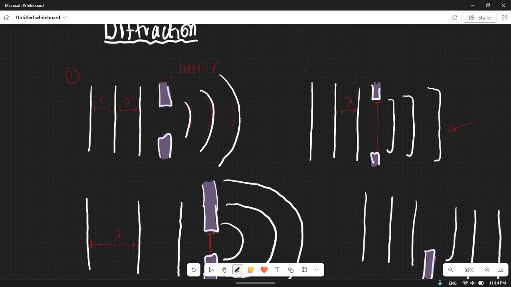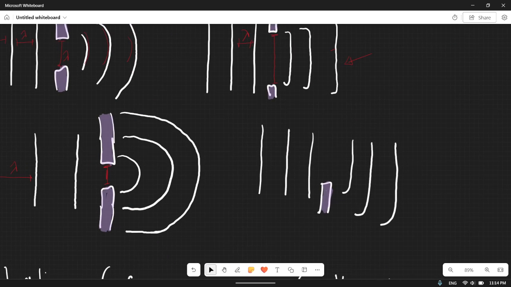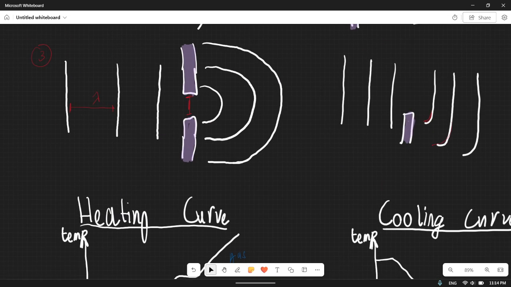And for this, okay, let me just number them. And for this one, if they are almost the same size, so this is lambda, then they diffract like this. Now, instead of having two barriers like this, if we only have one, then it will still turn a bit, but not that much, okay? So you could have this to be this big as well, and then this would become this, or different cases for here as well. But you don't need to know them all.